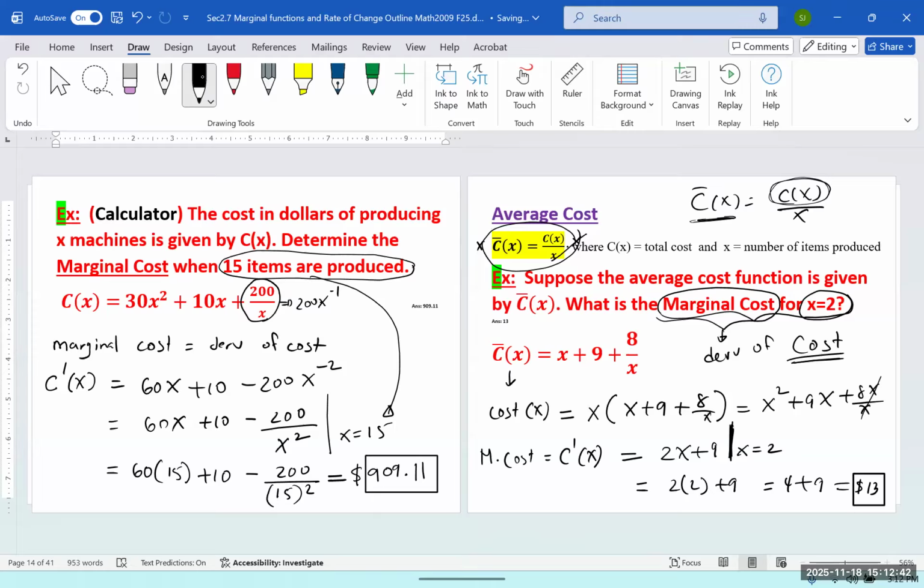So they gave us average cost, but they want us to find the derivative of this cost function. That means to solve for cost function, we need to get here the denominator x. So multiply both sides by x, this cancels out, we get the cost function equals x times the average cost function.